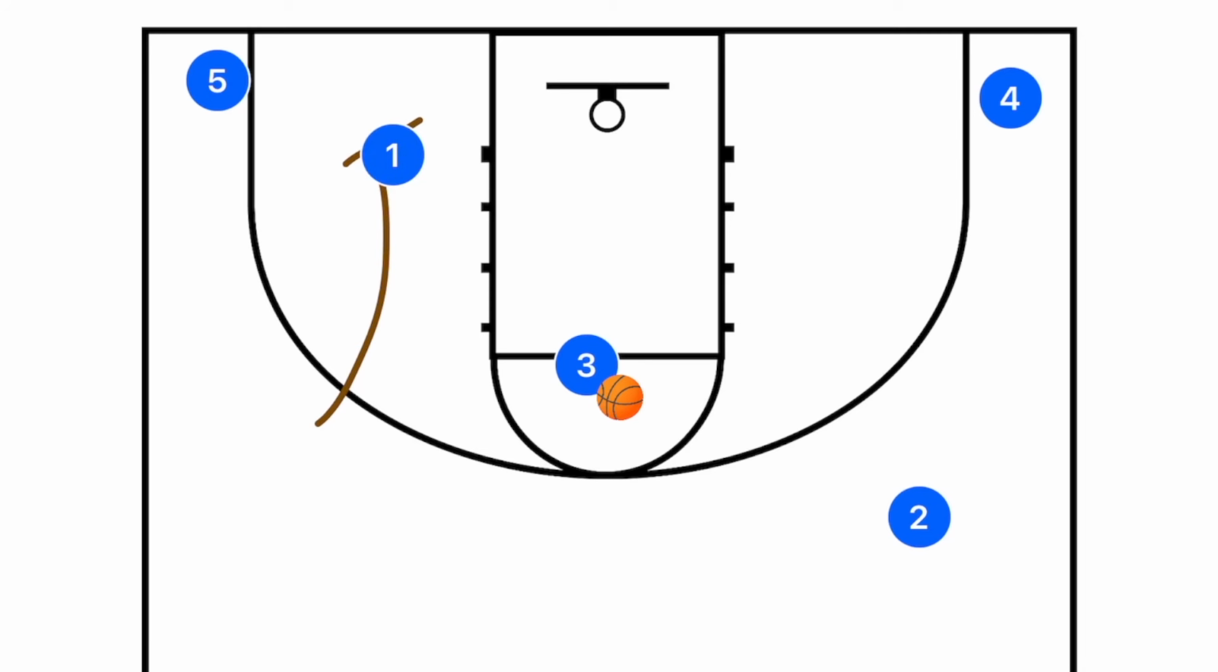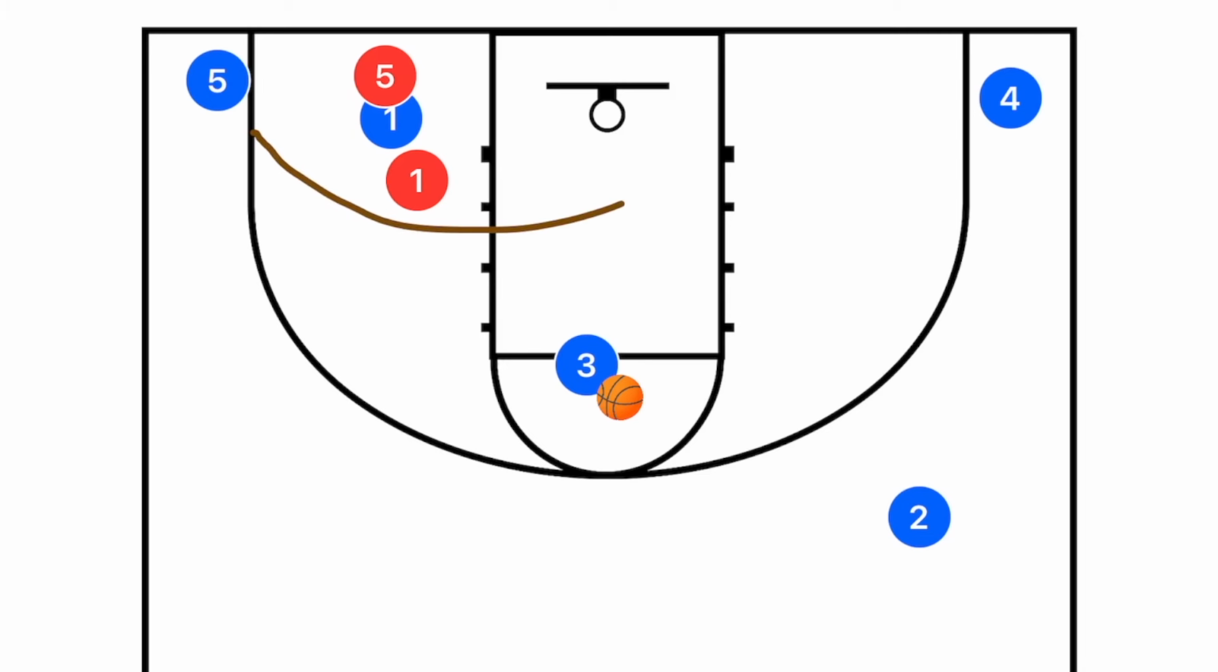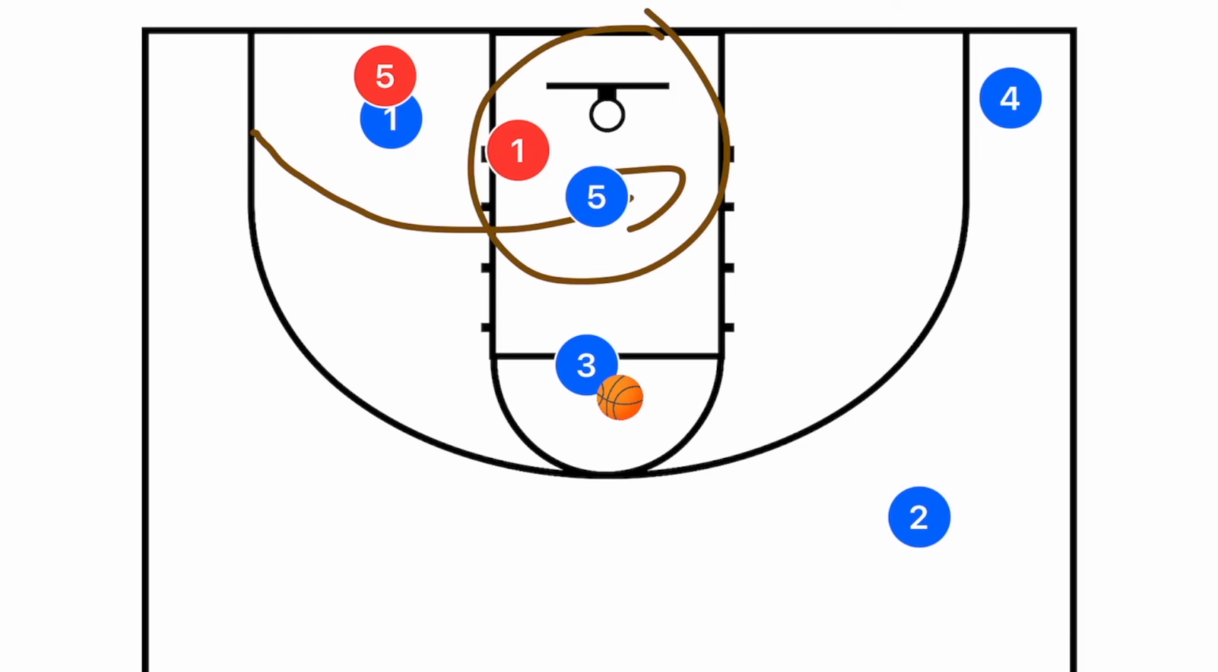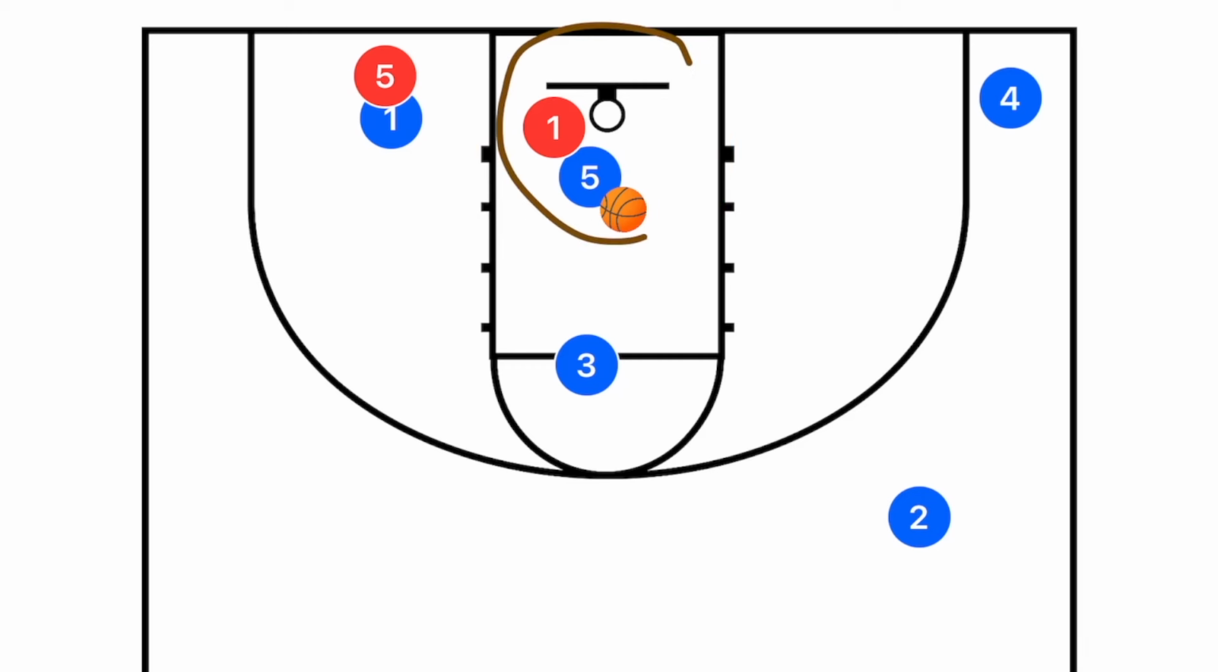Now, what we are hoping for, and why you generally want to run screens, is you're going to force a switch. A lot of teams will say switch everything. And if that is the case, you are now having player 5 attacking the basket, and he has a small guy, a point guard on him, while being a center himself. This is going to be most likely an absolutely wide open layup.